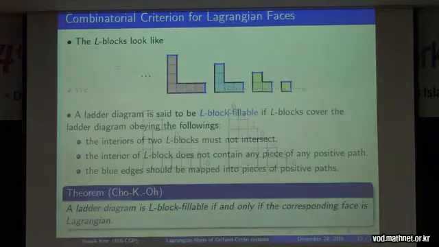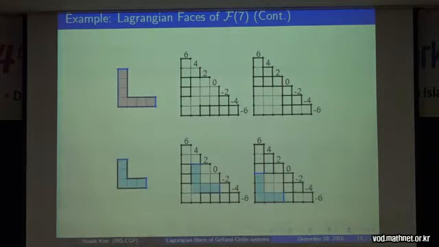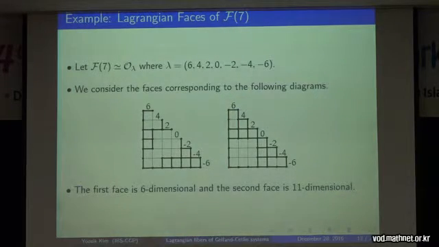If the size 4 cannot be filled in, but size 3, 2, 1 can be filled in, yes, L blocks cover the ladder diagram. Whatever size in mind, yes. No, the size doesn't matter. You can use any size of the blocks. Sorry for that explanation.